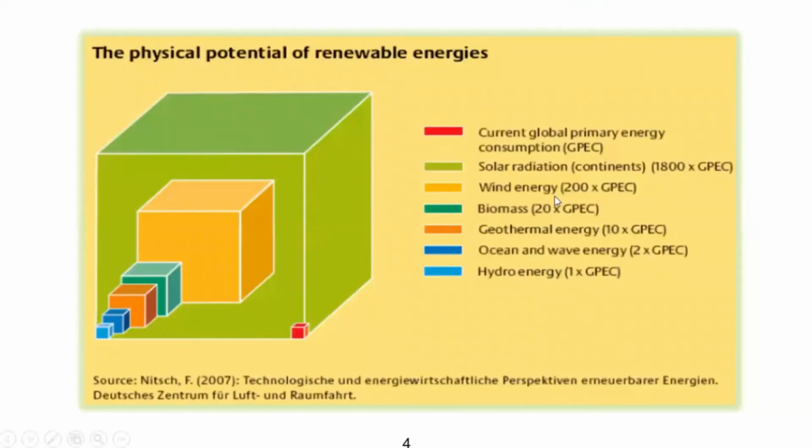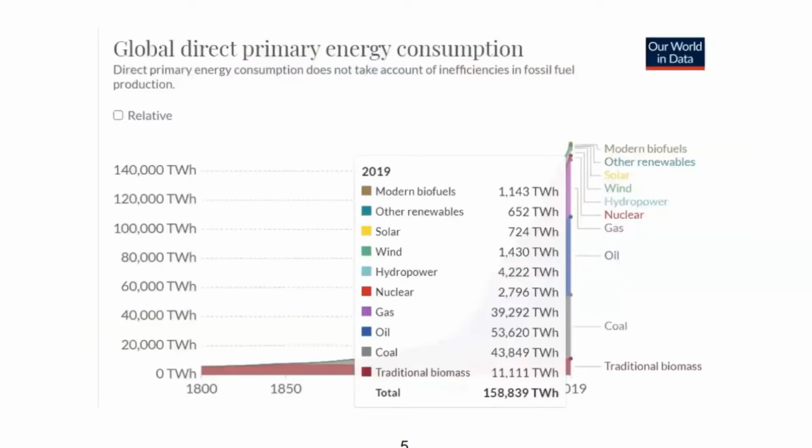Let's take a look at this table. As we can see, the current global consumption of ceramic energies takes just a small part of the big picture, while renewable energies is almost. Especially, I want to mention solar radiation. It shows that we can use this potential to replace the traditional way we use energy in global direct primary energy consumption here.